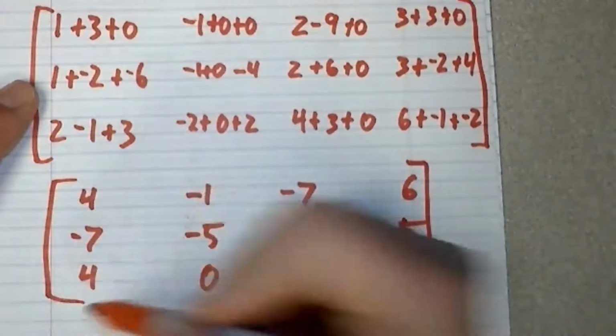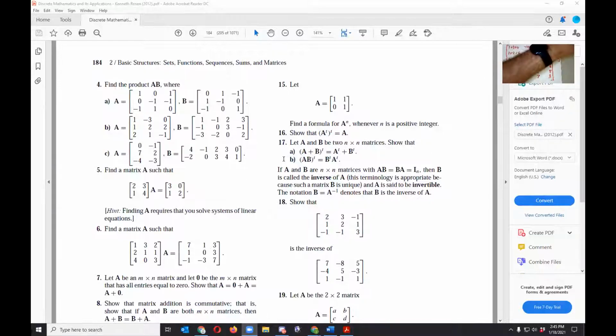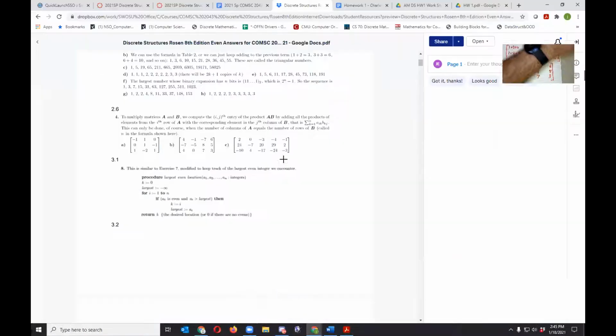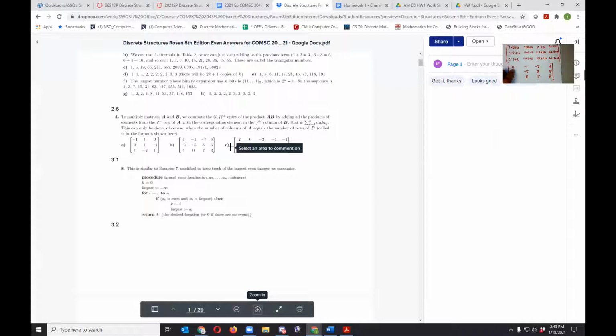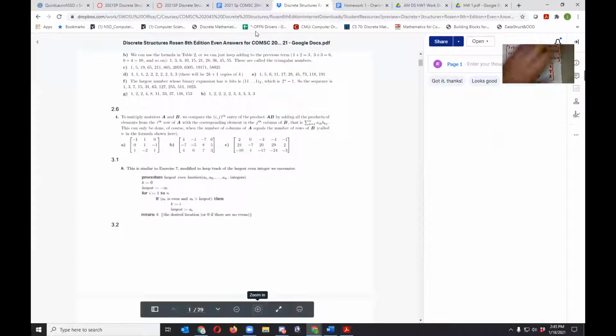Okay, so let's go see if this lines up with part B. So I'll go ahead and share my screen again. And we need to come over here. So 4, negative 1, negative 7, 6, cool. 4, 0, 7, 3, cool. Negative 7, negative 5, 8, 5, cool. So that actually worked.